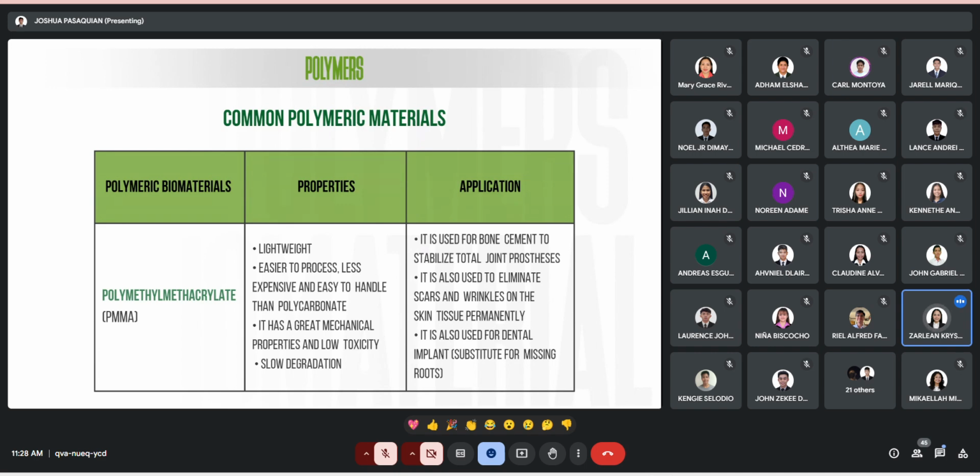Its optical properties make it a candidate material for implantable ocular lenses and hard contact lenses. It is used for bone cements that stabilize total joint prostheses, is also used to eliminate scars and wrinkles on the skin tissue permanently, and is also used for dental implants such as substitutes for missing roots. Next slide.